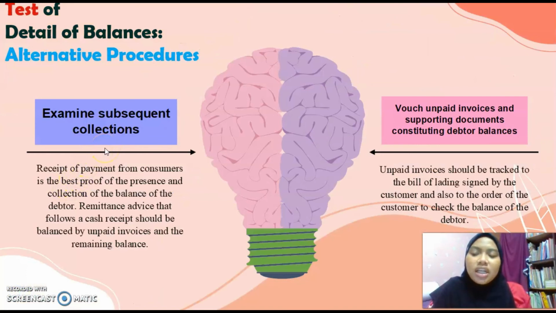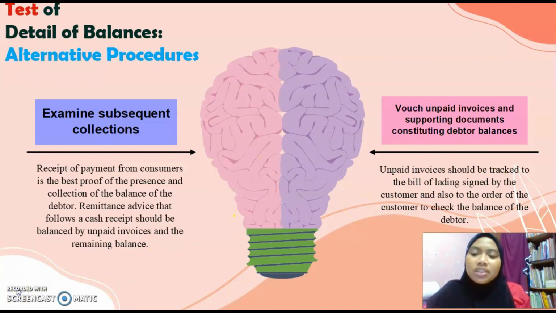Okay, these alternative procedures are used when the confirmation is not effective. These are the two procedures: the first one is to examine subsequent collection, and the second one is to watch unpaid invoices and supporting documents constituting the debtor balance.